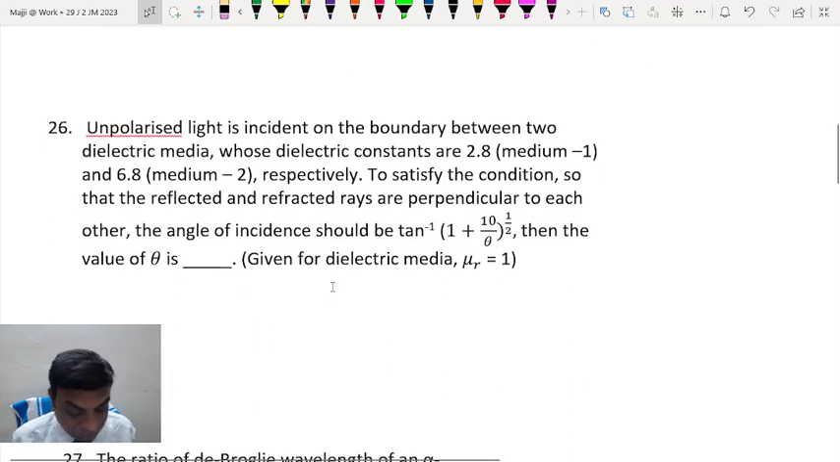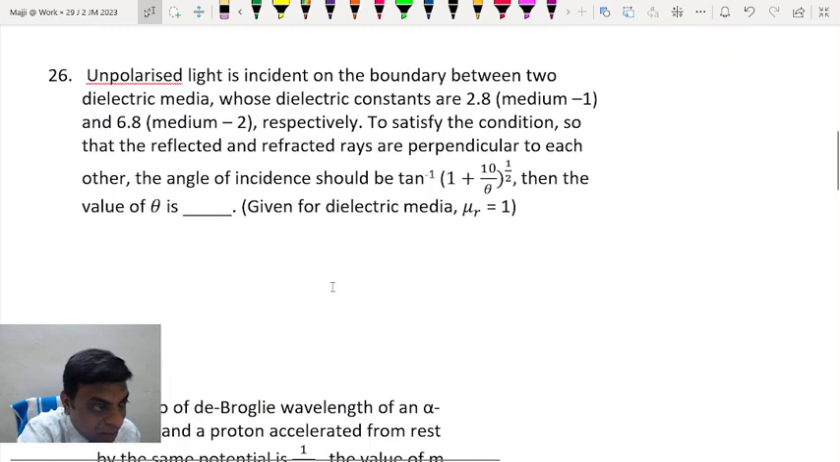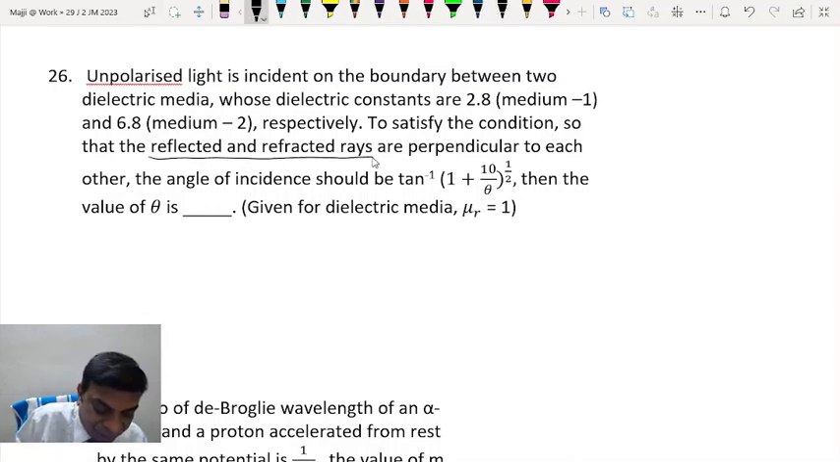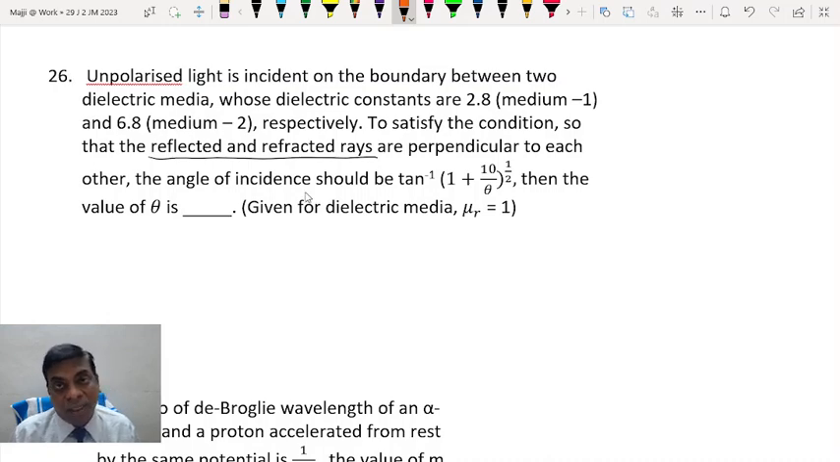Now moving on to the next question. Unpolarized light is incident on the boundary between two dielectric media whose dielectric constants are this and this, to satisfy the condition so that the reflected and refracted rays are perpendicular to each other. Now students, you should know that in polarization, the reflected and refracted rays are at right angles to each other when the angle of incidence is equal to the polarizing angle between the pair of media.